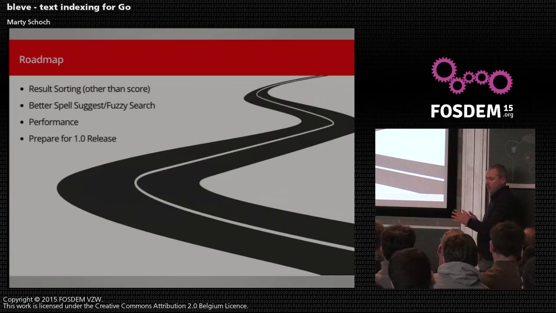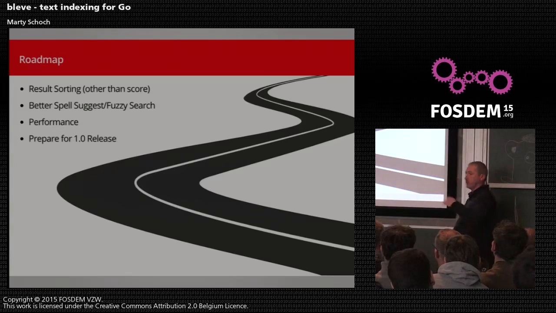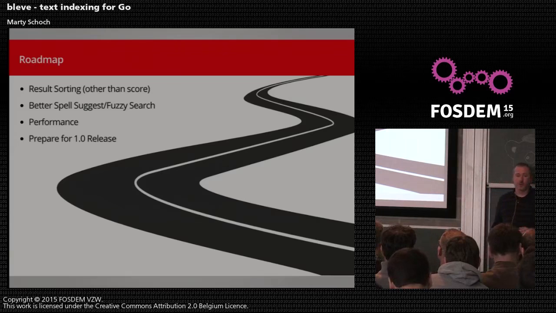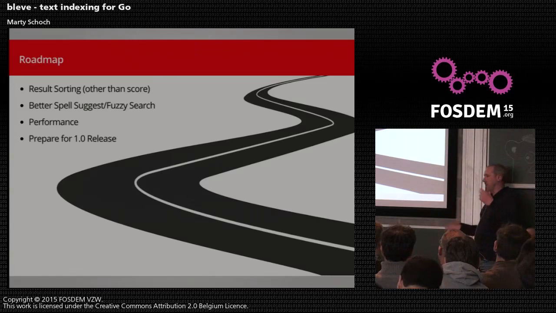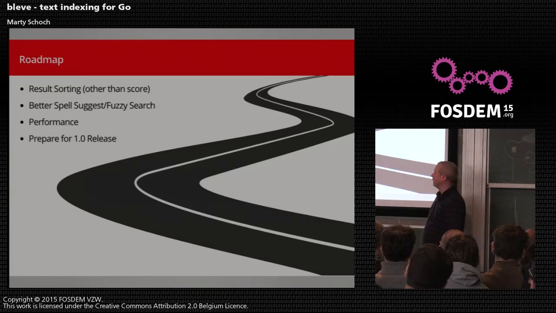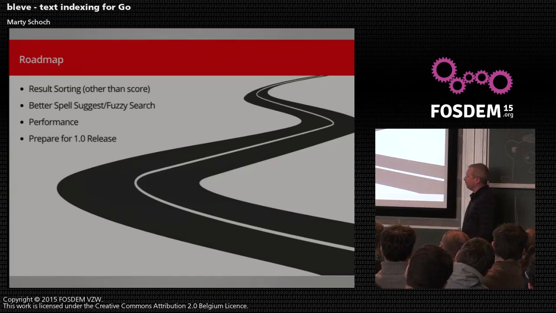A little bit of a roadmap right now. These are some features I would say are on our radar. Results sorting. Right now, everything you see is always sorted by the score, which is useful for a majority of cases, but not all cases. Better spelling suggestion and fuzzy search. This is an area where there are a lot of interesting ideas about finite state machines, finite state automata, that you can use to essentially trade memory for really fast matching of text. That's an area where we know there's a lot of cool stuff out there that we need to hook into.